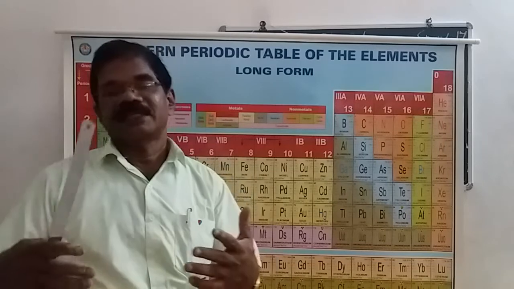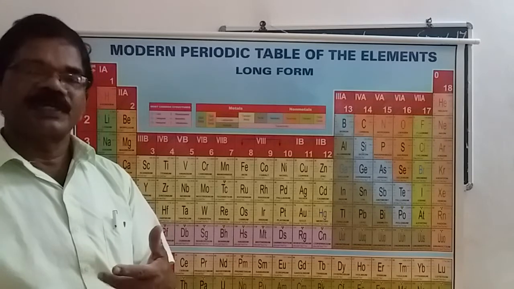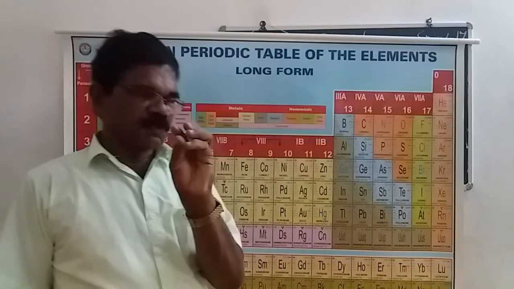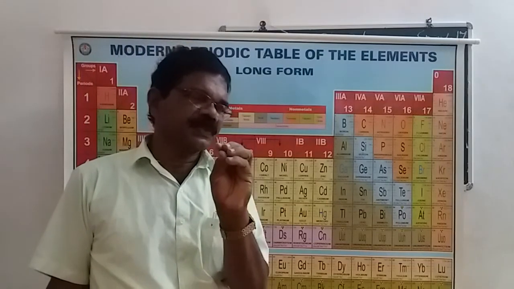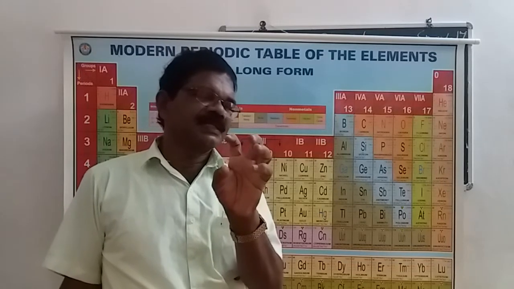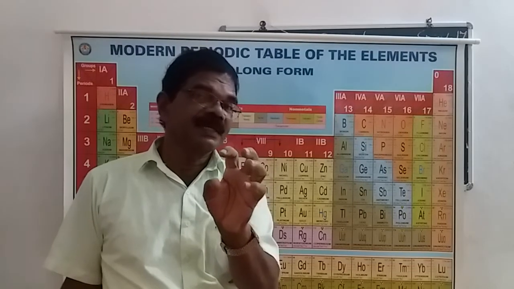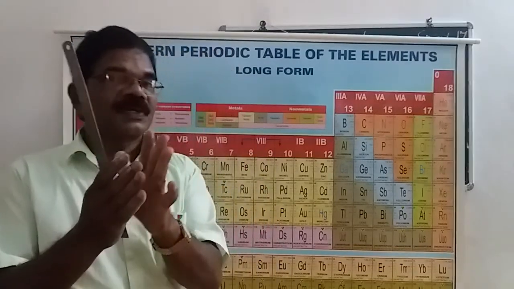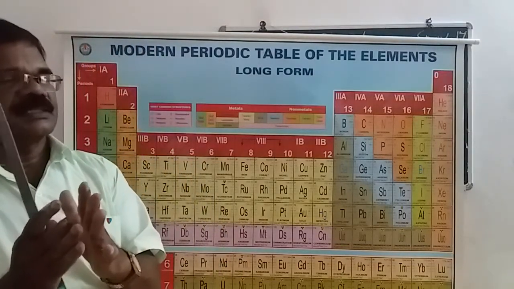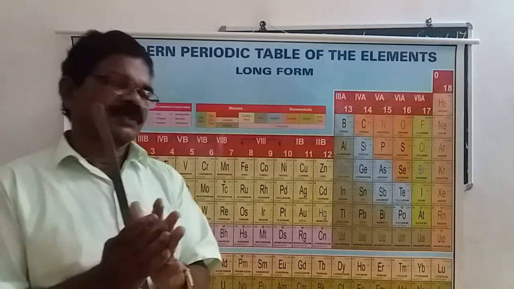So the attraction of the nucleus to the valence electron is very less, so it can very easily donate electrons. But in the case of smallest atoms, the electrons are closer to the nucleus, so it is not easy to donate an electron because the attraction between the nucleus and the electron is very high, so it has less tendency to lose electrons.